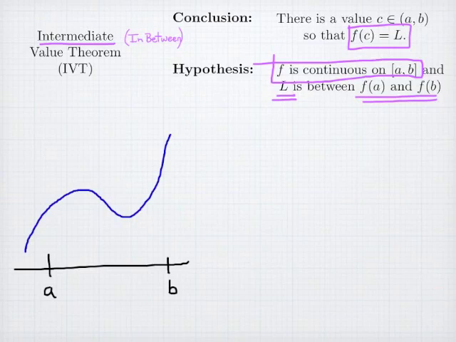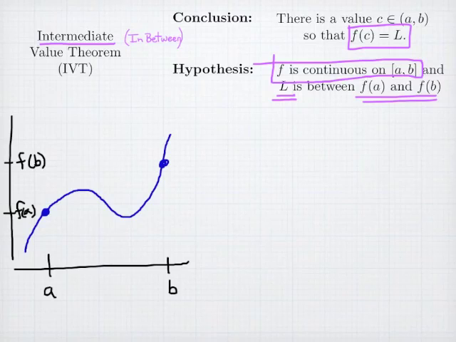Secondly, we need to understand what the value of the function at a is and what the value of the function at b is. The intermediate value theorem says once you know a function is continuous on a closed interval, notice I have to include the endpoints a and b. Once I know where f of a and where f of b is, then any point between them, so here's a value L.